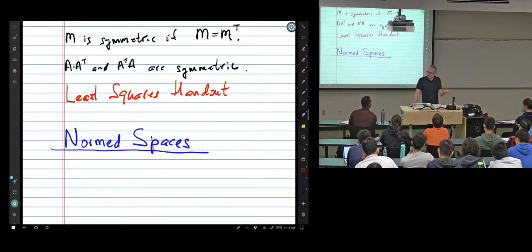So we're going to set up a formalism that handles all of these cases all at once. I want to go through what a norm is, and then we'll start working towards what an inner product is and why an inner product always gives you a norm. And these are special norms.